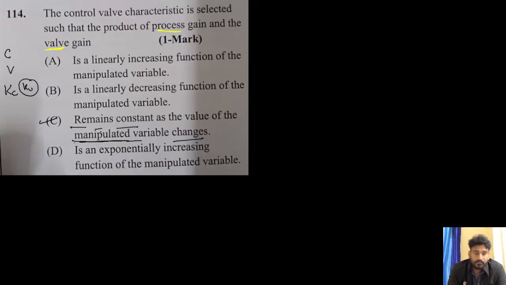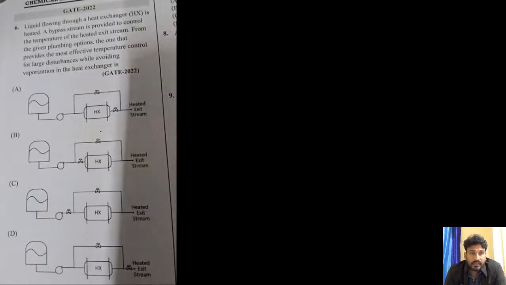ठीक है? ओके, चलिए ये और देख लेते हैं. क्वेश्चन क्या कहता है? Liquid flowing through a heat exchanger is heated. A bypass stream is provided to control the temperature of the heated exit stream. So this is the heat exchanger, right? And this is the bypass stream we are having. Means we want to control the temperature of this exit stream, right? For that purpose we are installing a bypass stream.